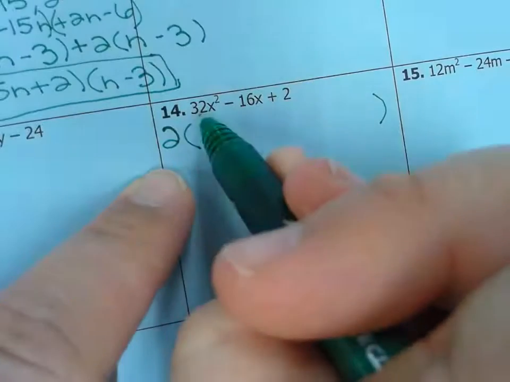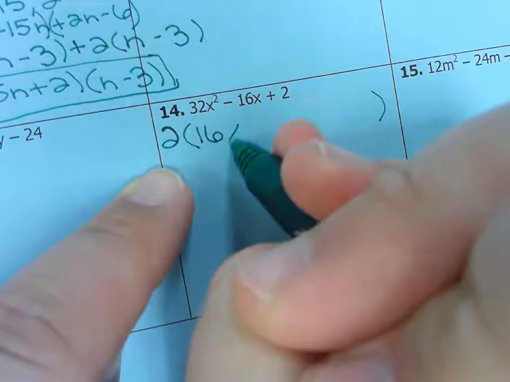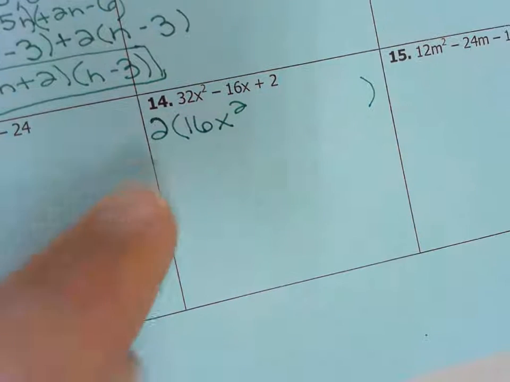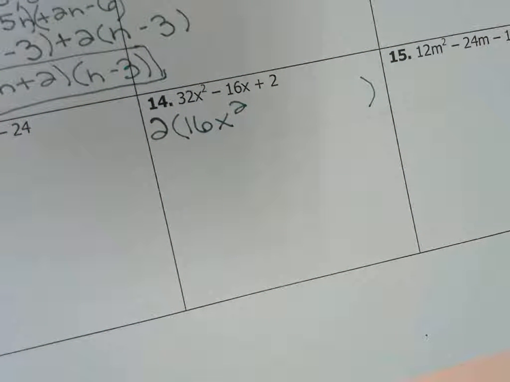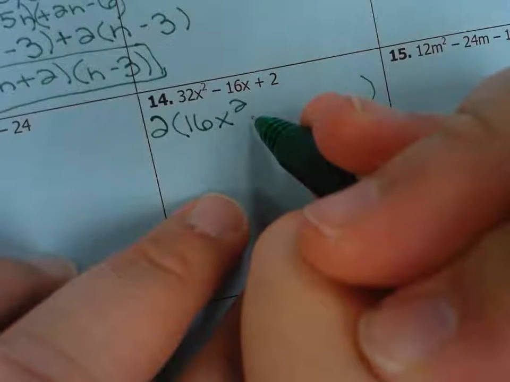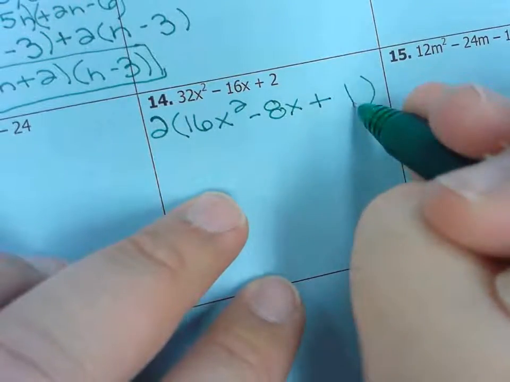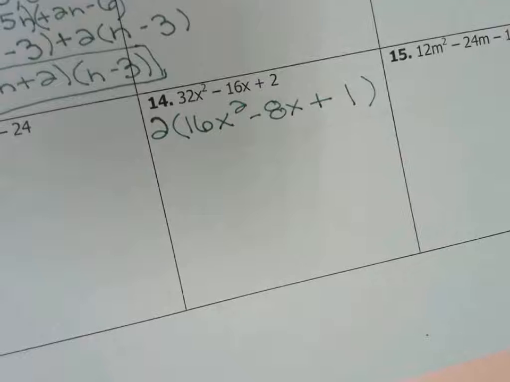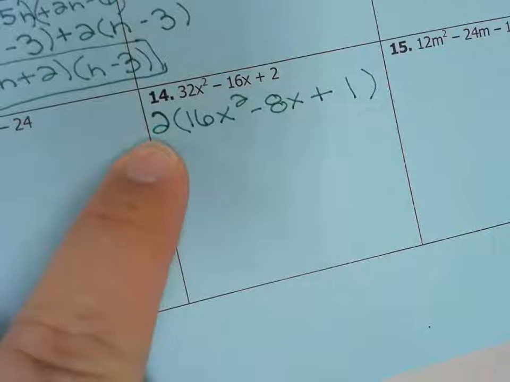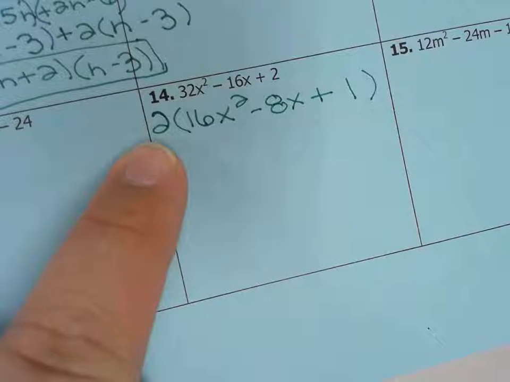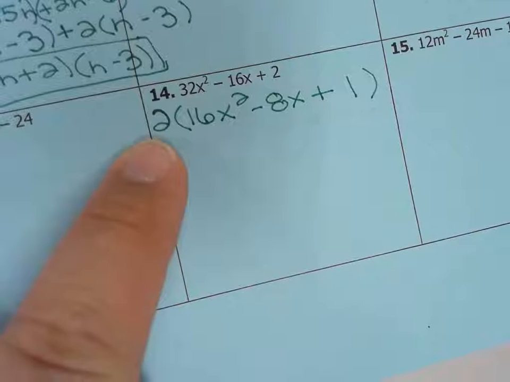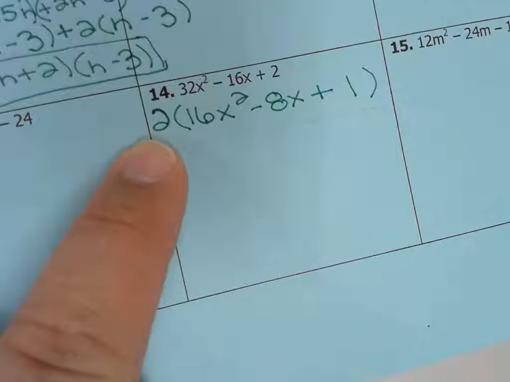Okay. 2 times what gives me 32? 16x squared. So 2 times 16. I didn't mess with the x's, so it's still x squared. 2 times what gives me negative 16? Negative 8x. Now don't forget this one. 2 times what gives me 2? You have to put the 1 there. Now, we have the 2 out front. We're going to ignore it till the end. Don't forget. Okay, so take the 2 out front. We'll put it at the end in front.